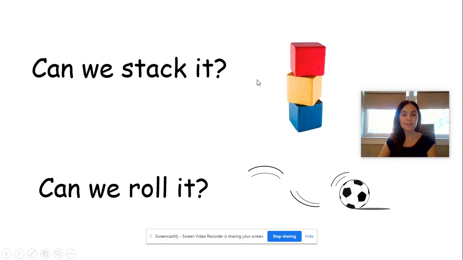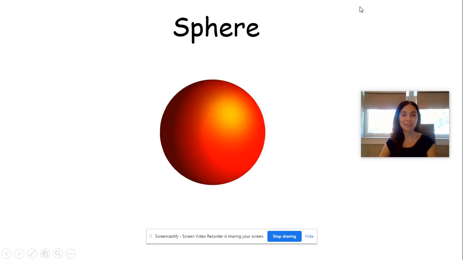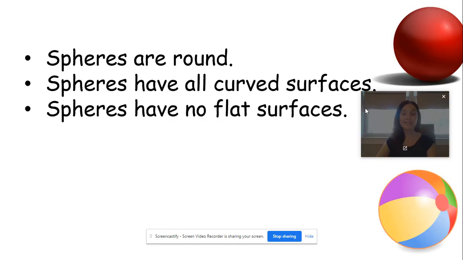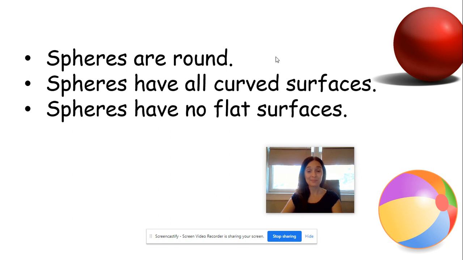So let's learn our first solid shape. It's called sphere. Can you say that with me? Sphere. Okay, I want you to look carefully at the sphere. Remember, it's solid. It's a 3D shape. Think about the curved surfaces, flat surfaces. Do you think we can stack it? And can we roll it? Okay. Spheres are round. Spheres have all curved surfaces. Spheres have no flat surfaces.